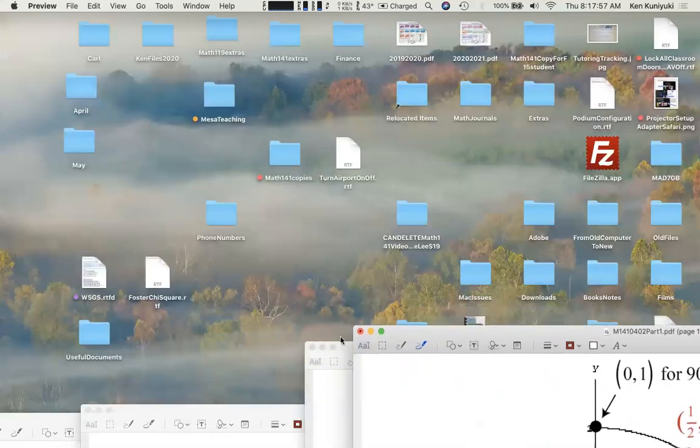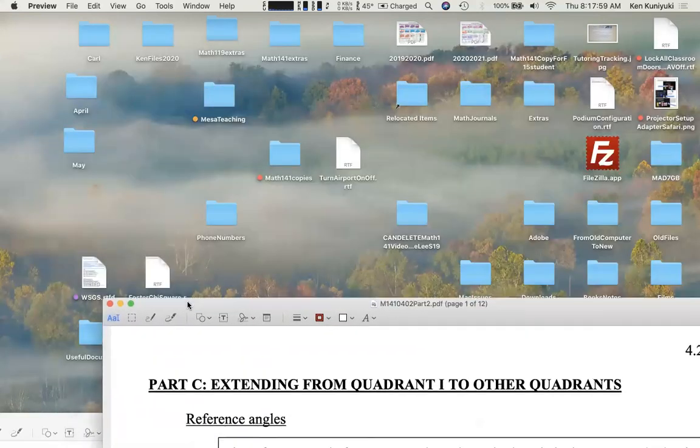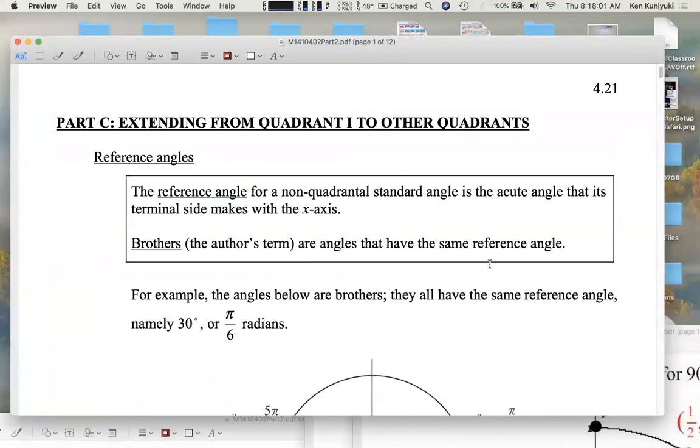Now, we're going to extend our knowledge to the other quadrants. And again, we're going to organize the non-quadrantal angles in terms of families, basically families of brothers. Brothers, or we could refer to them as co-reference angles. That's not quite standard, but it sounds more professional. Co-reference angles. I like to call them brothers. You can call them sisters or siblings. These are angles that have the same reference angle.